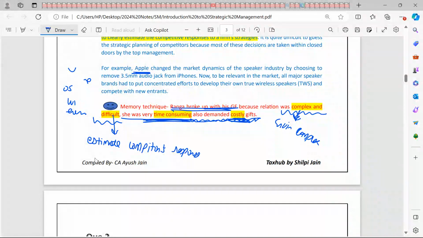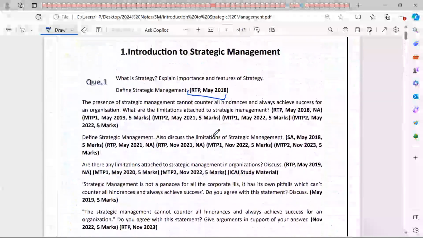Remember the Apple wala example. What for time consuming? That strategy making is a time consuming process. And what for costly? That strategic management is a costly process. So are you guys clear with this part? You have to very well remember this part, that what are the limitations of strategic management. Okay. Now I will show you the importance part, which we have already studied.